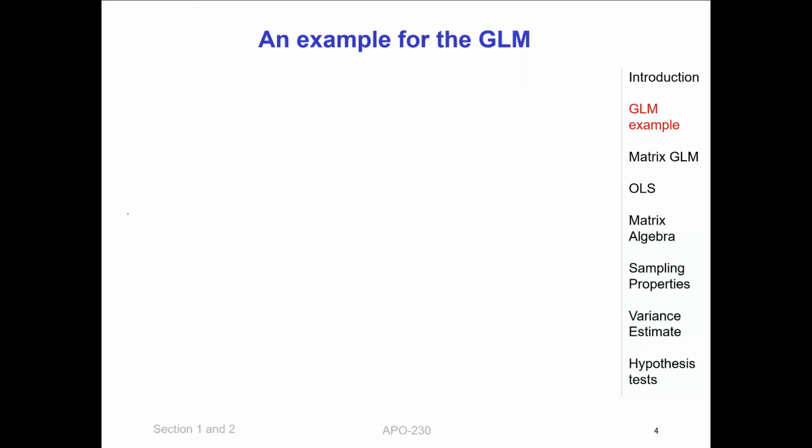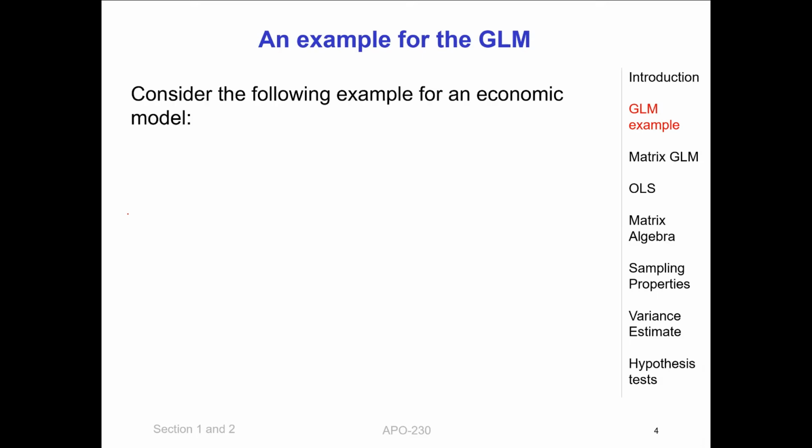Now let's start with a very simple example. Now, we consider an economic model: TR equals beta 1 plus beta 2 times P plus beta 3 times A. You see such kind of models all the time already, either in microeconomics or in your earlier education of econometrics. Such an equation appears all the time, maybe with different notation and variables.